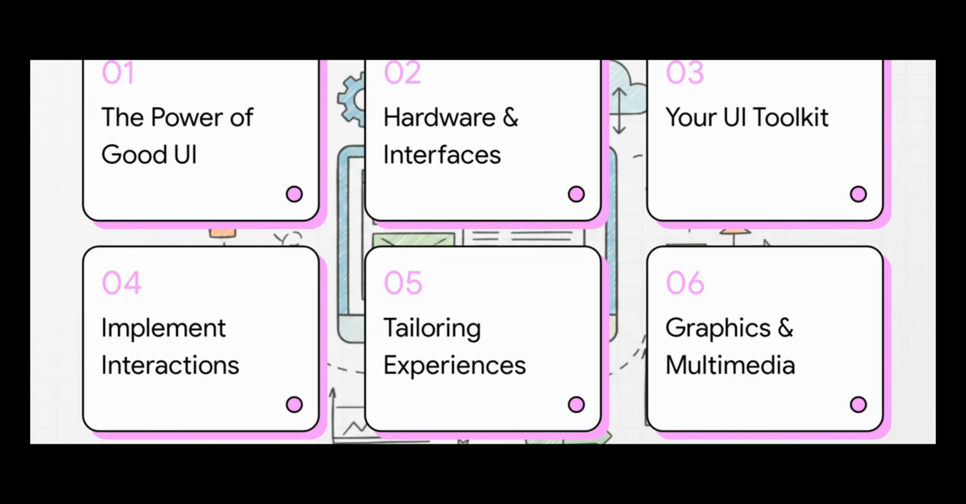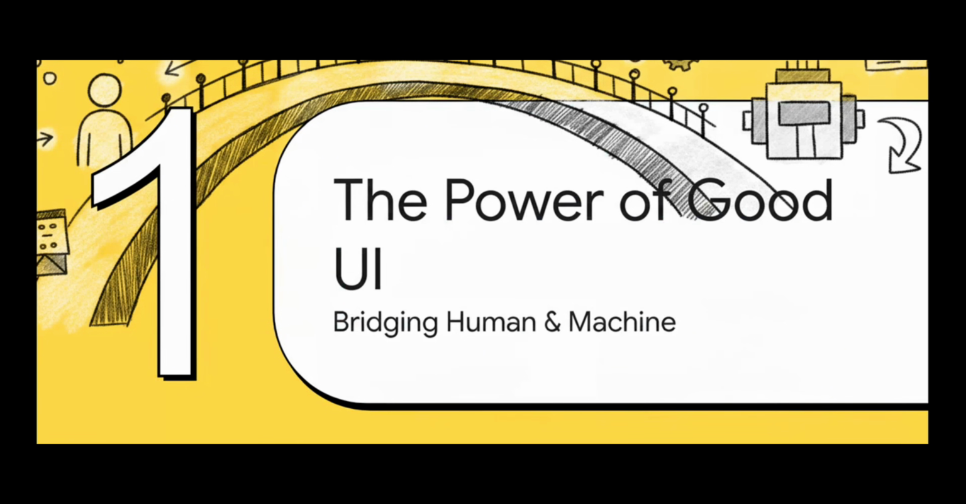Okay, let's take a quick look at our roadmap for today. We're covering 1. The power of good UI. 2. Interface types and hardware. 3. Your UI prototyping toolkit. 4. Implementing user interactions. 5. Customization and personalization. And finally, 6. Integrating graphics and multimedia. So, let's jump right into section 1, the power of good UI.